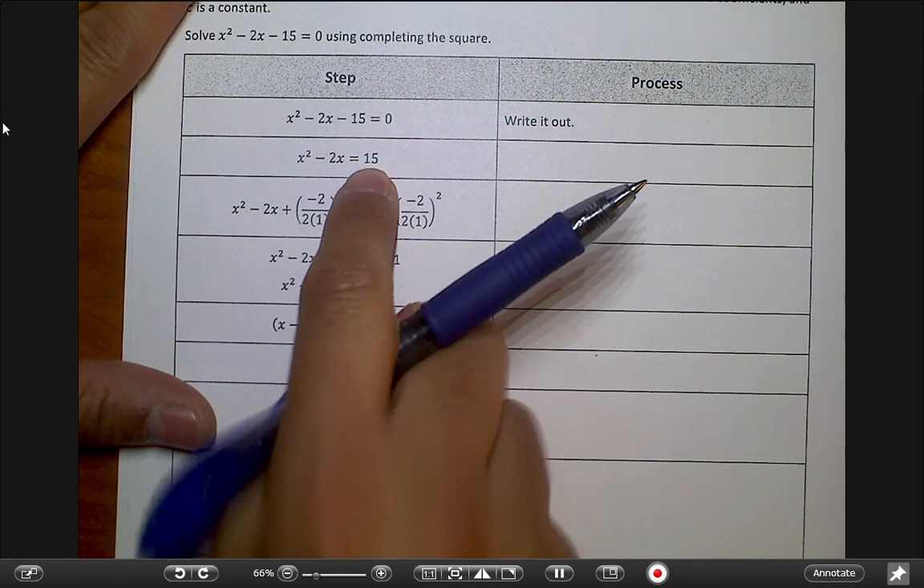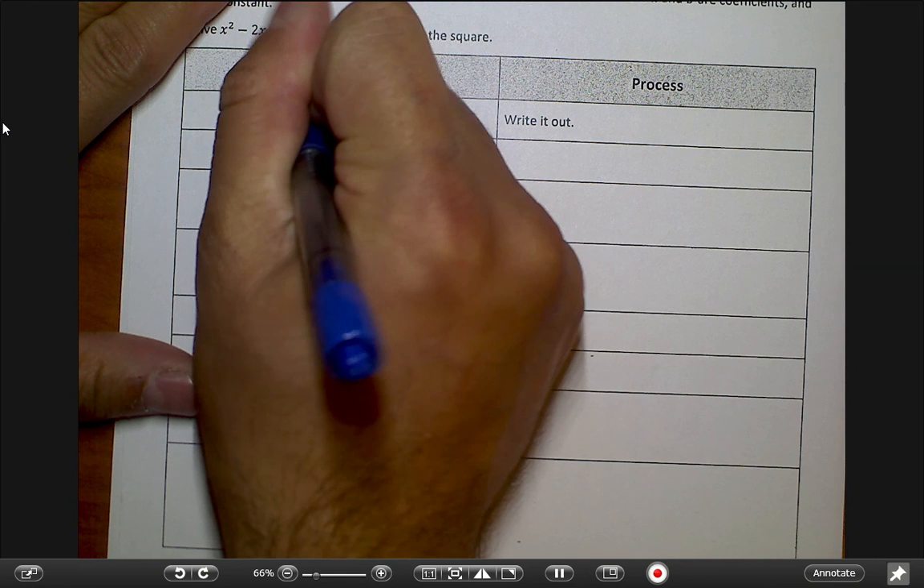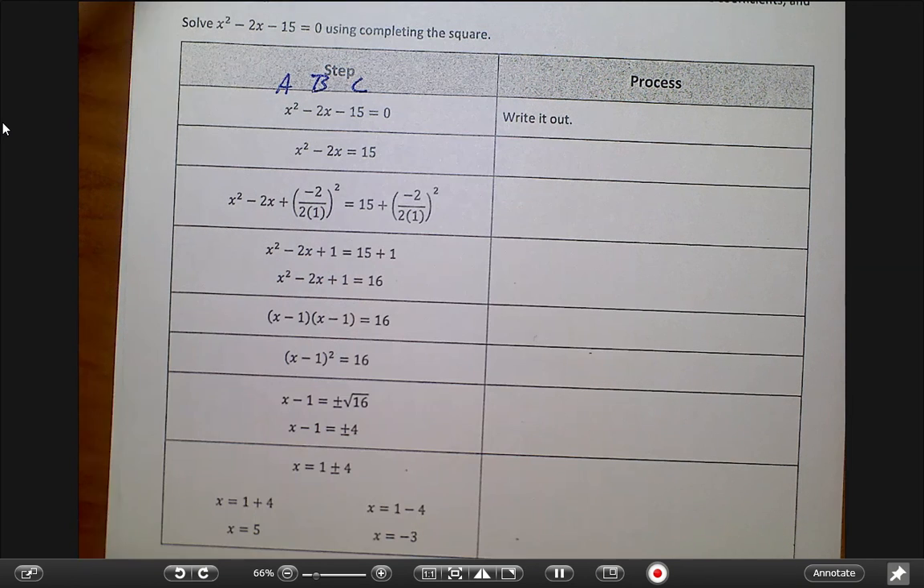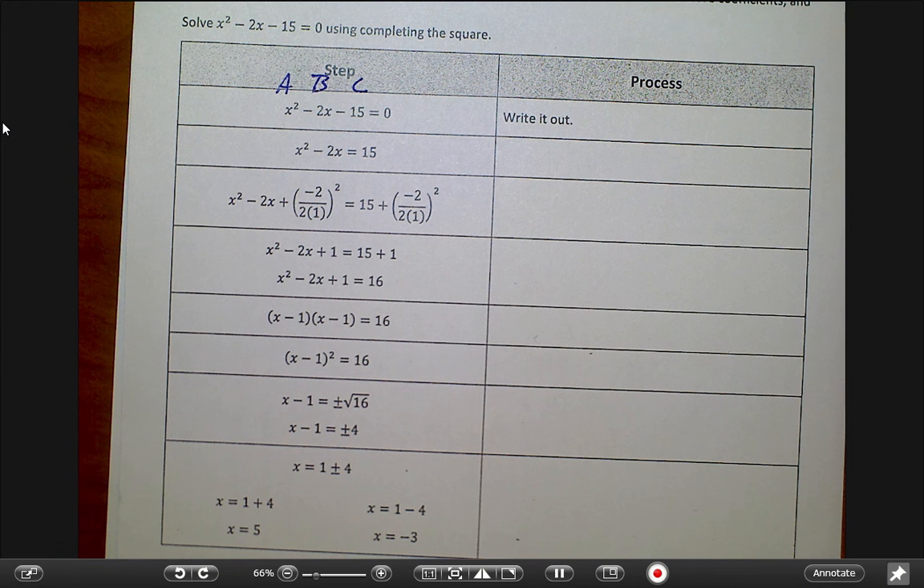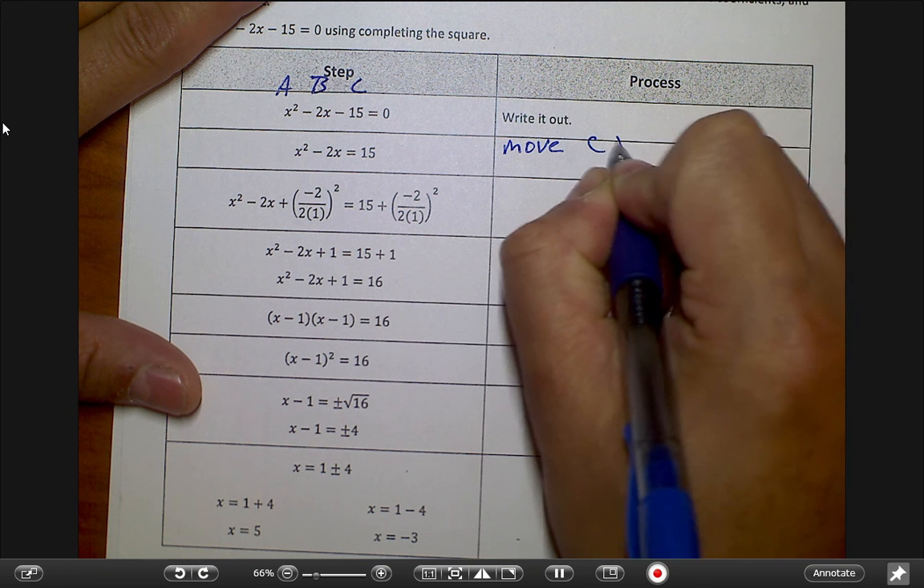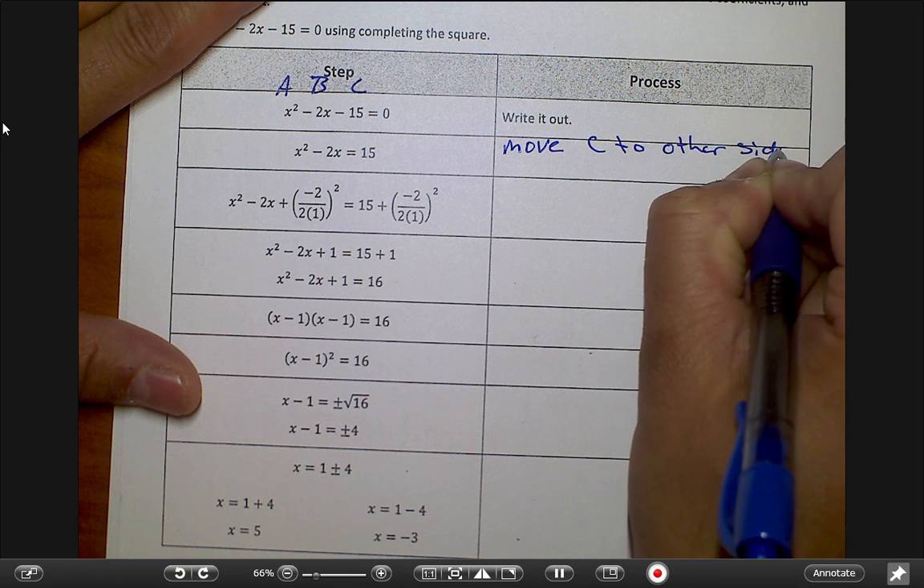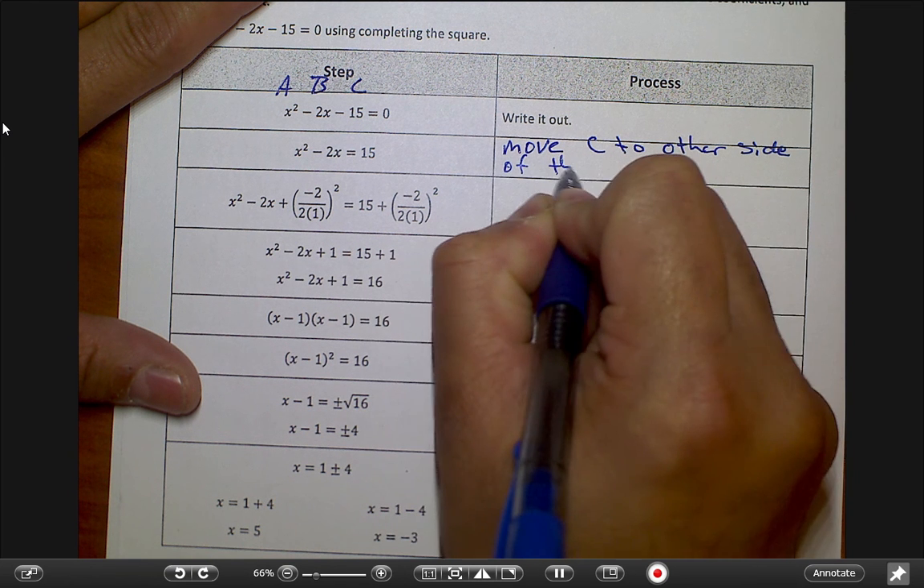What happened from here to here? I subtracted 15, right? Or I added 15, right? Okay, so in that case, I need to move, because these are my A, B, and C. So if I have it all listed like that, what letter got moved to the other side of the equal sign? The C, right? So my step is move C to the other side of the equals.